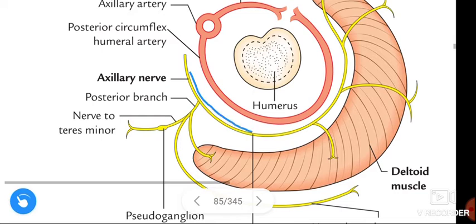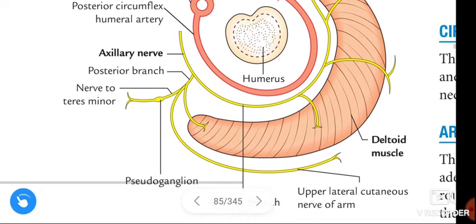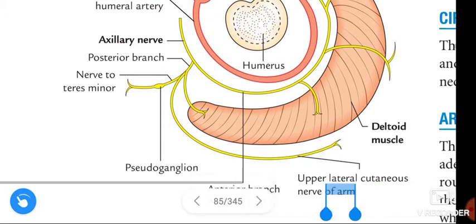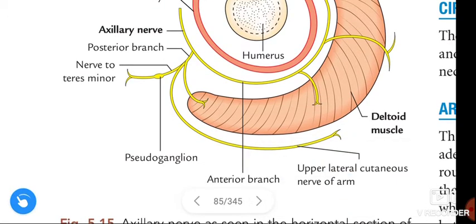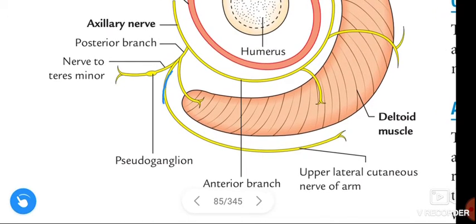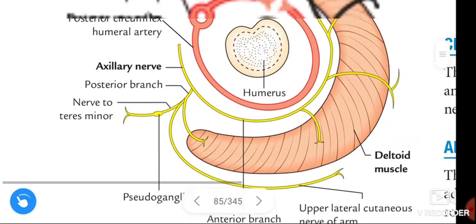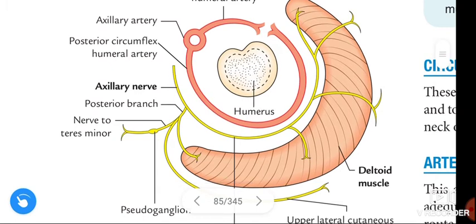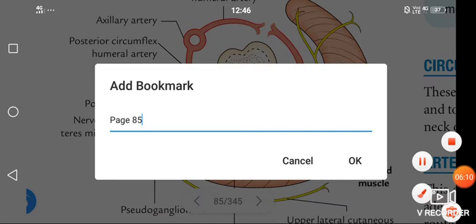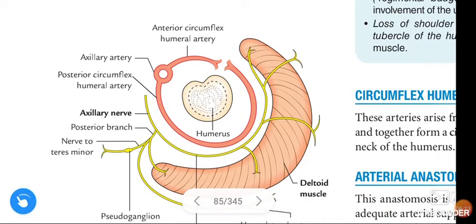A point about the posterior branch guys. This posterior branch of the axillary nerve continues as the upper lateral cutaneous nerve of arm. Next, coming to the anterior branch of axillary nerve, this supplies the deltoid muscle, and also this anterior branch supplies the overlying skin.